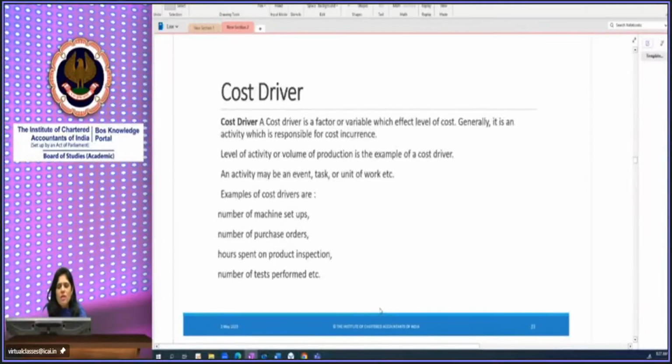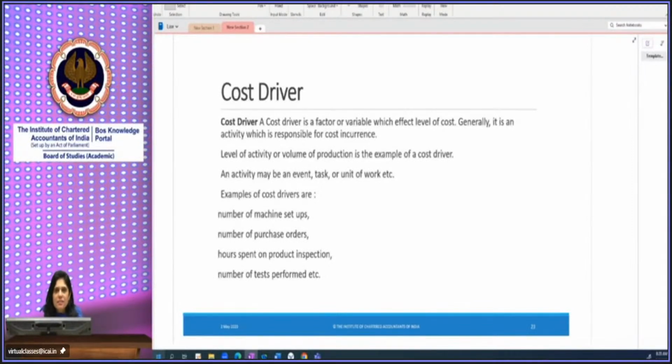Cost driver. Cost driver is a factor or a variable which affects the level of cost. That means the reason why the cost is incurred. As simple as that. Cost driver is what is driving the cost. Why the cost is being incurred. So if the cost is increasing, why? So the cost driver is what is causing the cost, due to which the cost is incurred. Why the cost is happening? Because of that cost driver, the cost is happening. So the cause of the cost, the reason for that cost.